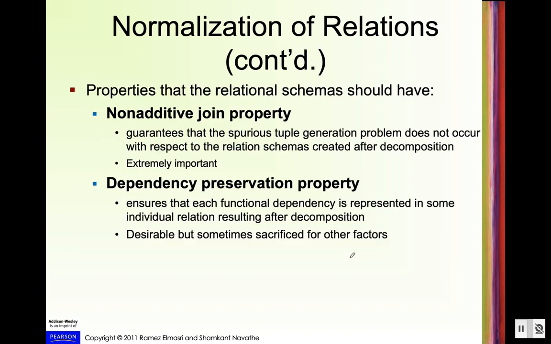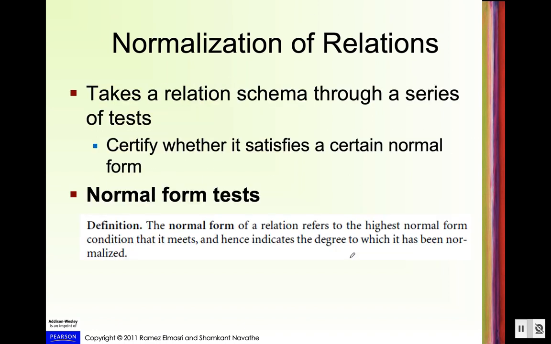So we're going to take a couple of tests to identify whether our database design satisfies a certain normal form. A normal form test of a relation refers to the highest normal form condition that it meets. So we're going to identify whether our database design meets first normal form, then second normal form, then third normal form tests. And normalization means that if our database design doesn't satisfy some of the normal form tests, then we are going to further decompose our database design until it satisfies each of the normal form tests.